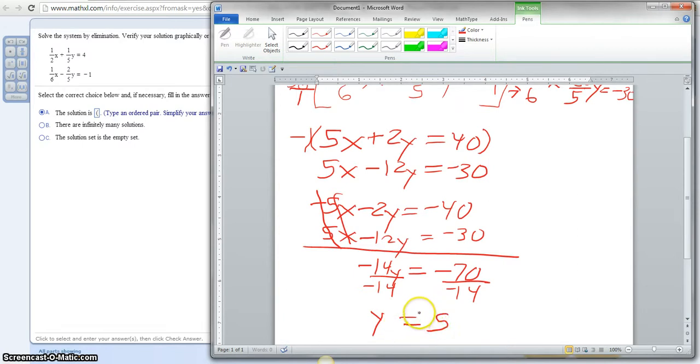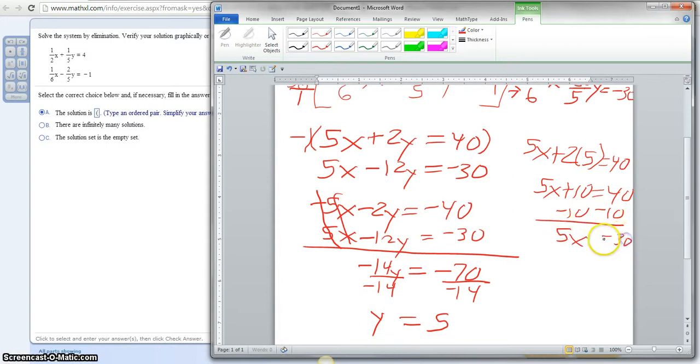Now we have to find our x value. We could take one of these two equations here and substitute in 5 for y. Let's take this top equation. So I will have 5x plus 2 times this y, which becomes 5, is equal to 40. So we will have 5x plus 10 equals 40. We will subtract 10 on both sides, and we will have 5x is equal to 30. We divide each side by 5, and x is equal to 6.